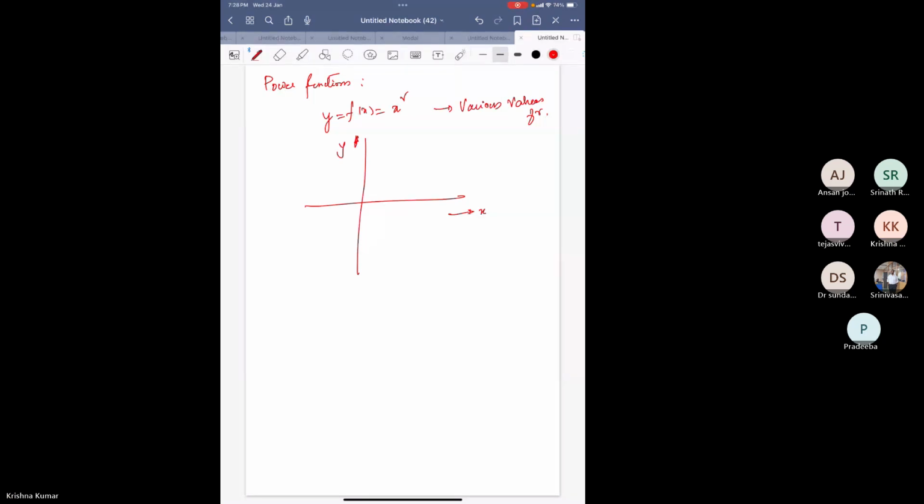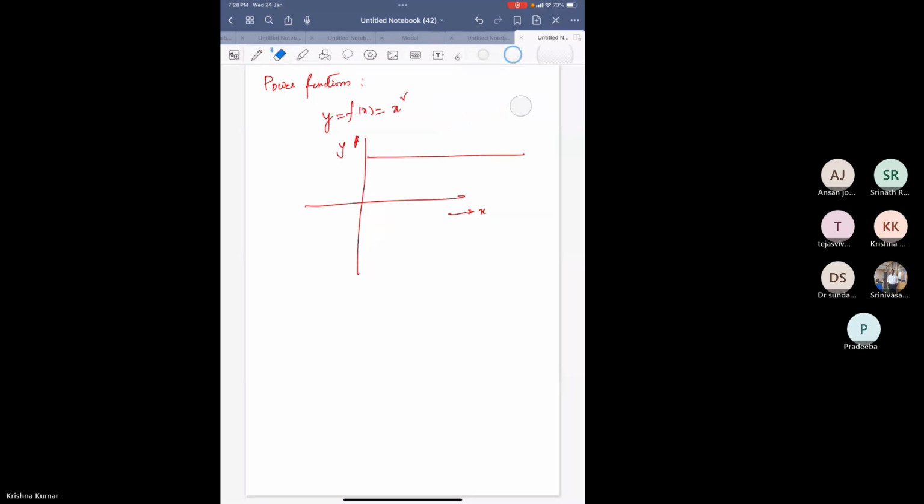How would it look like? So this becomes x power 0. What is x power 0? 1. So x power 0 is 1. So this function will be just a straight line.